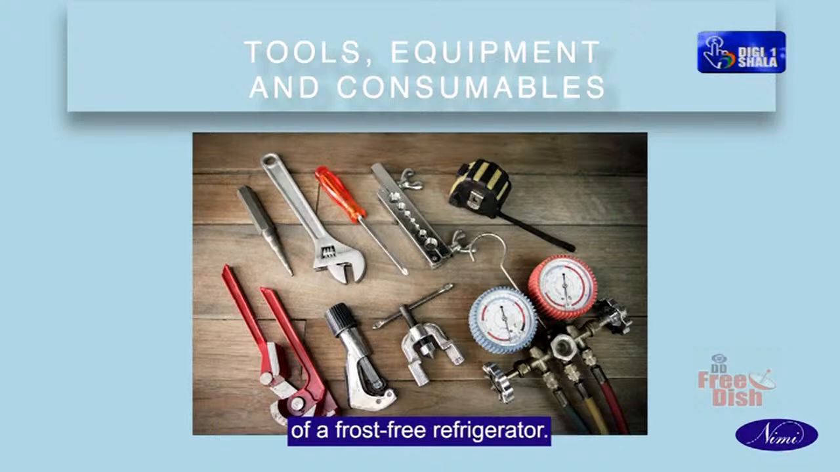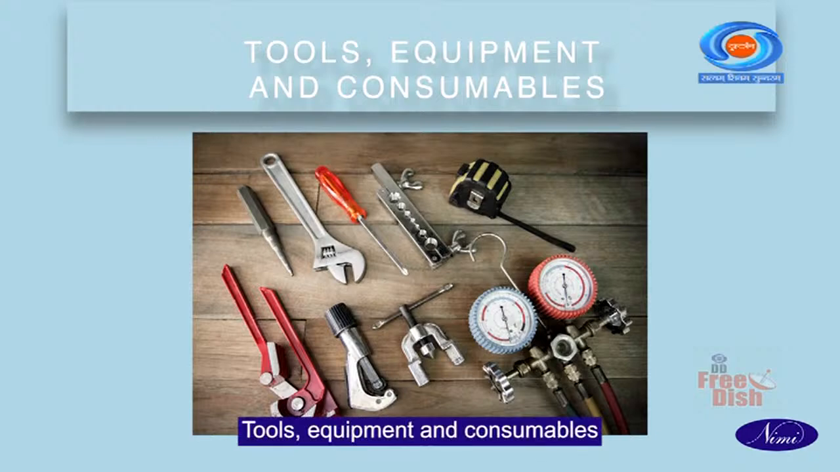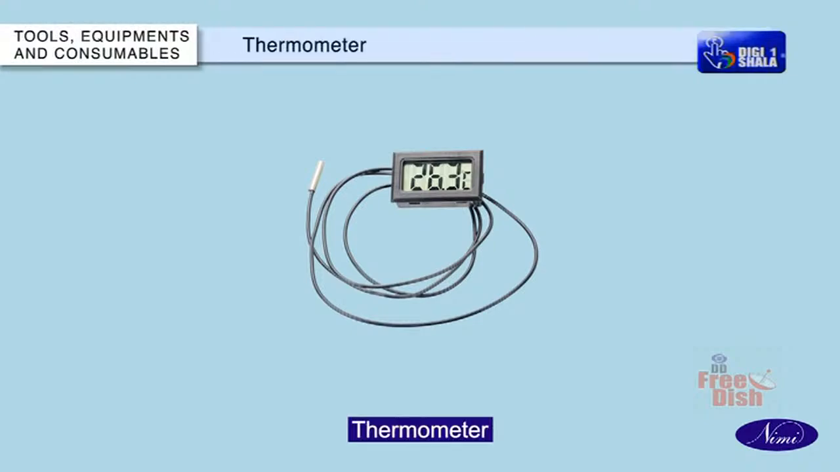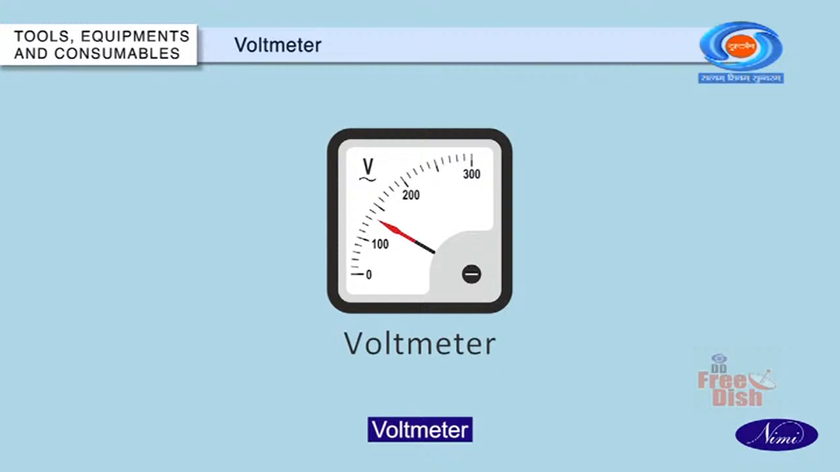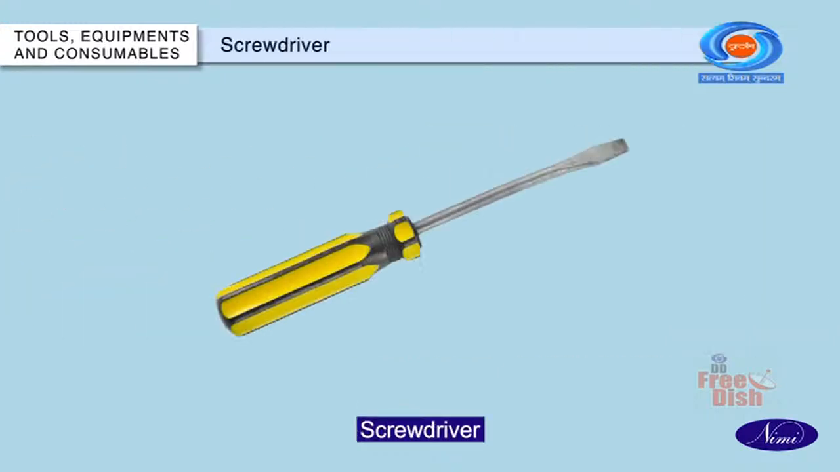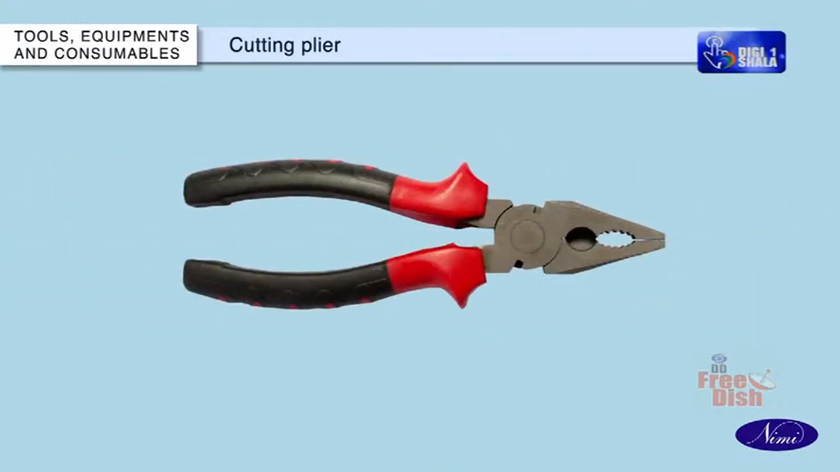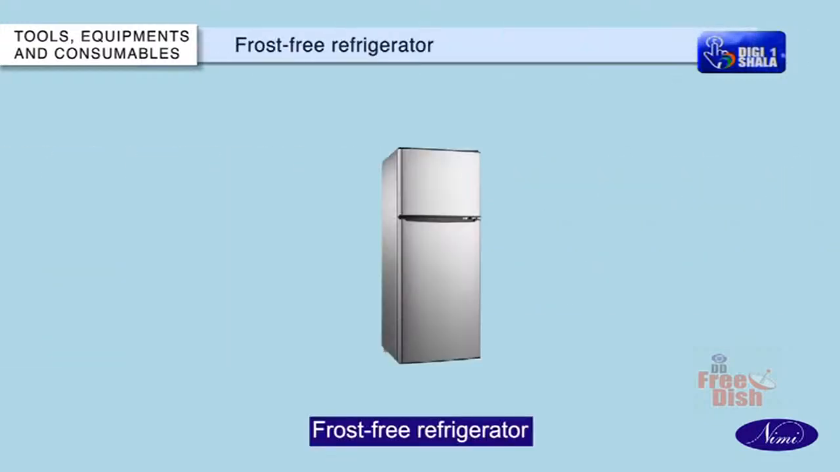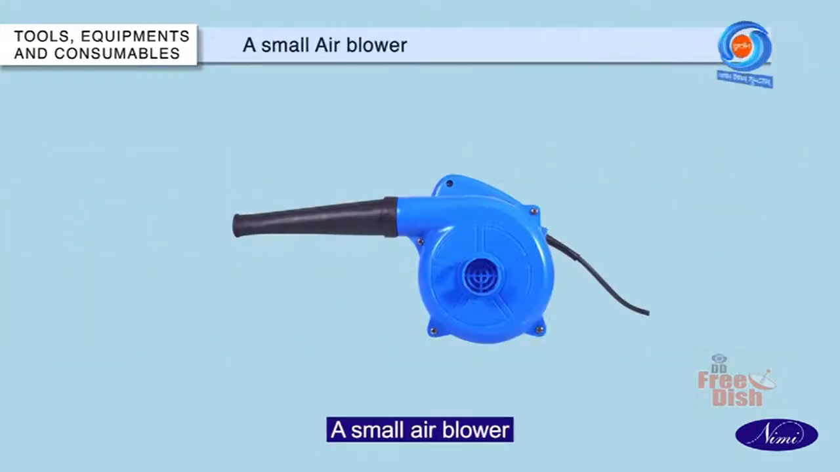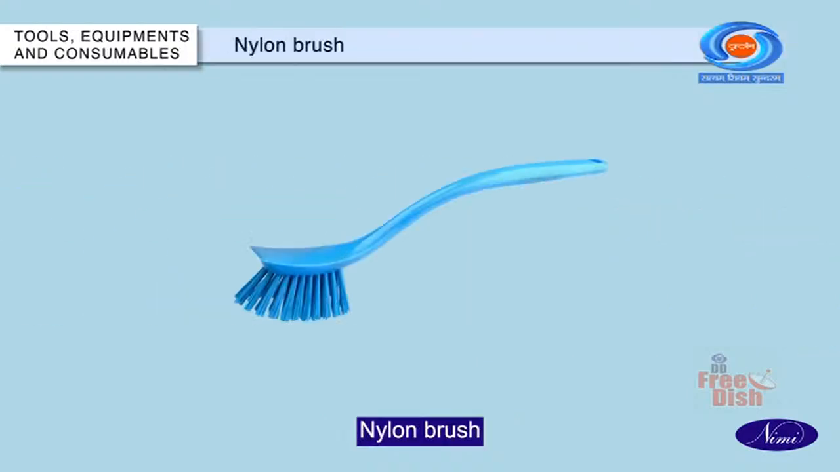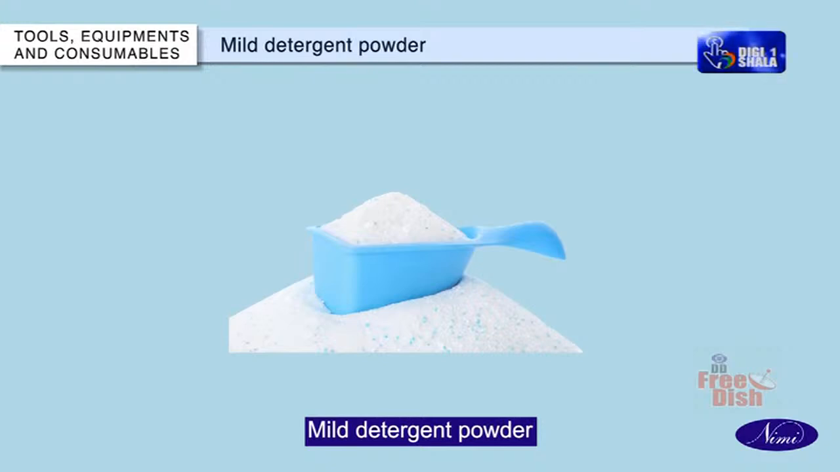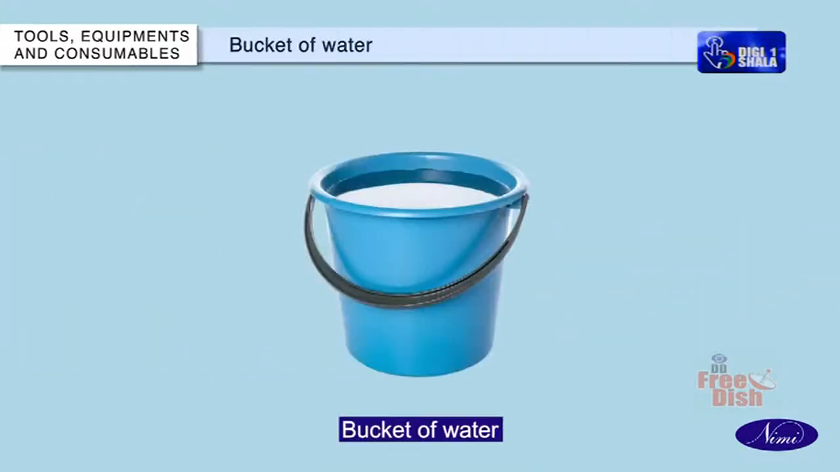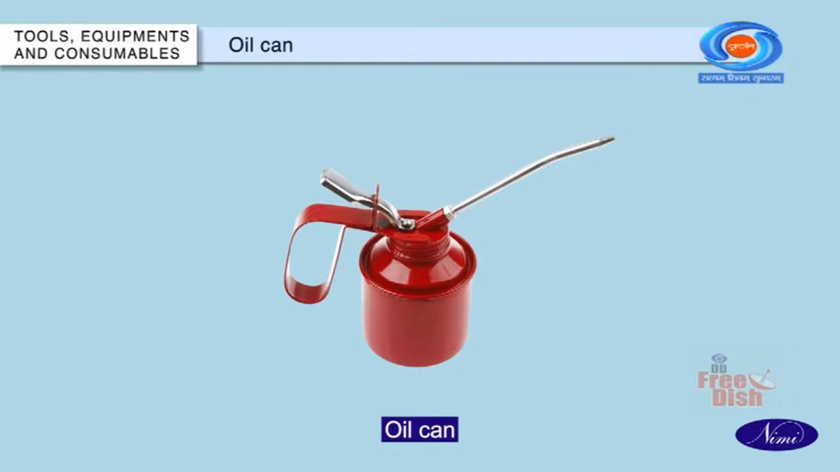Let us now take a look at the tools, equipment, and consumables needed for servicing a frost-free refrigerator. Tools, equipment, and consumables. Thermometer, tongue tester, voltmeter, screwdriver, cutting plier, frost-free refrigerator, a small air blower, nylon brush, clean cloth, mild detergent powder, bucket of water, oil can.